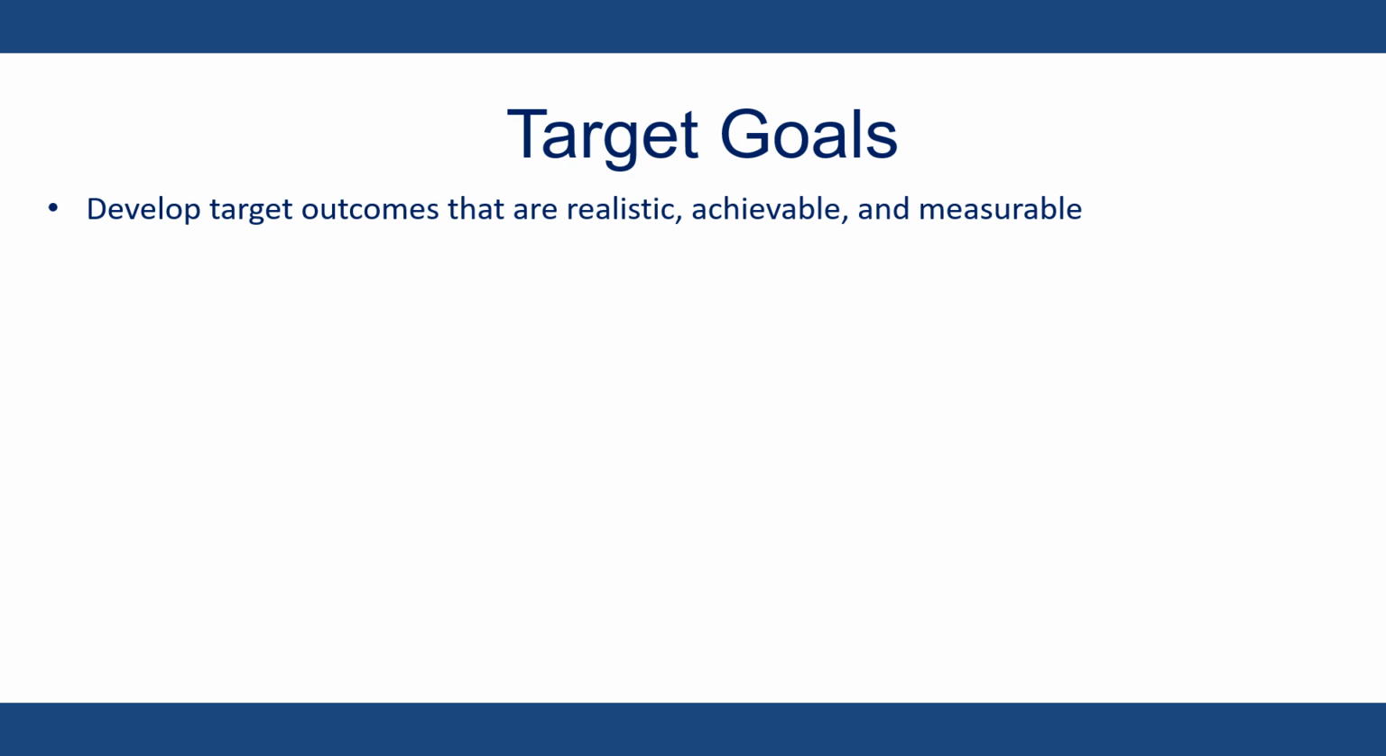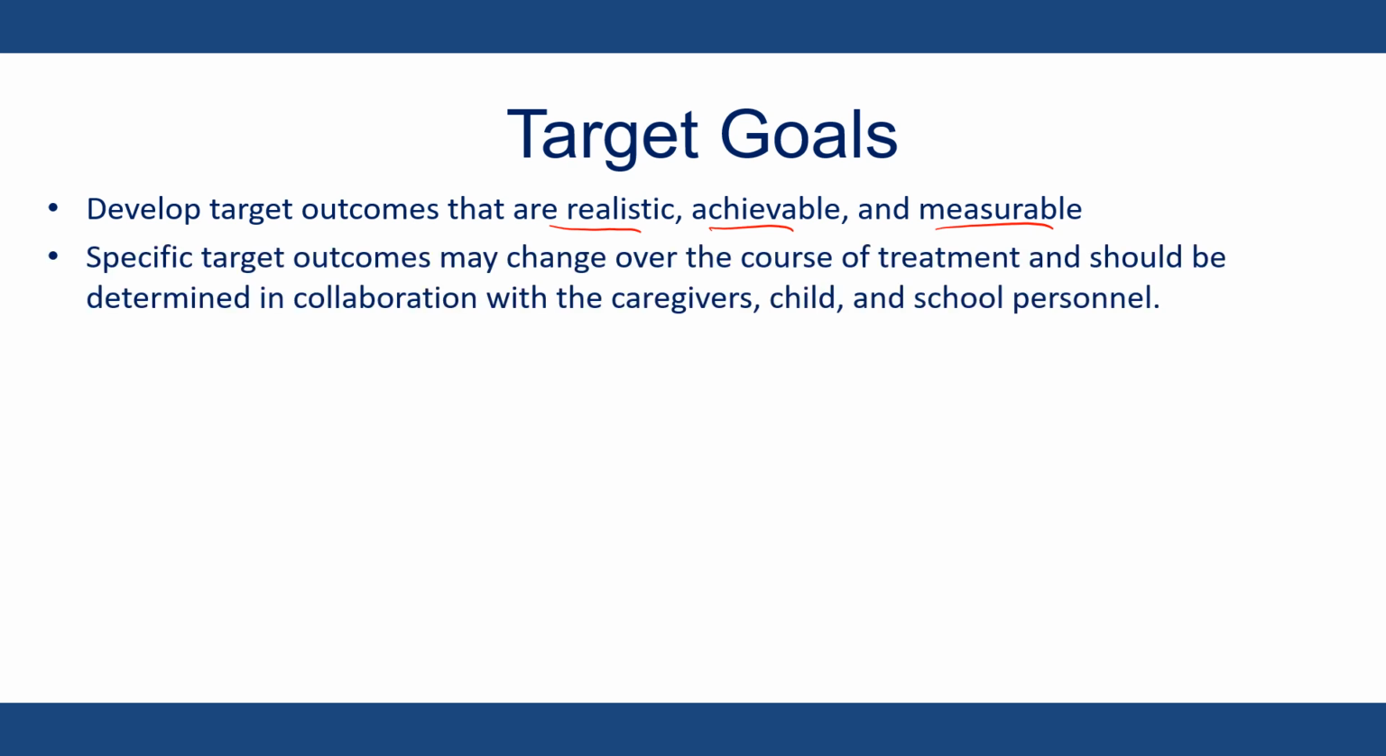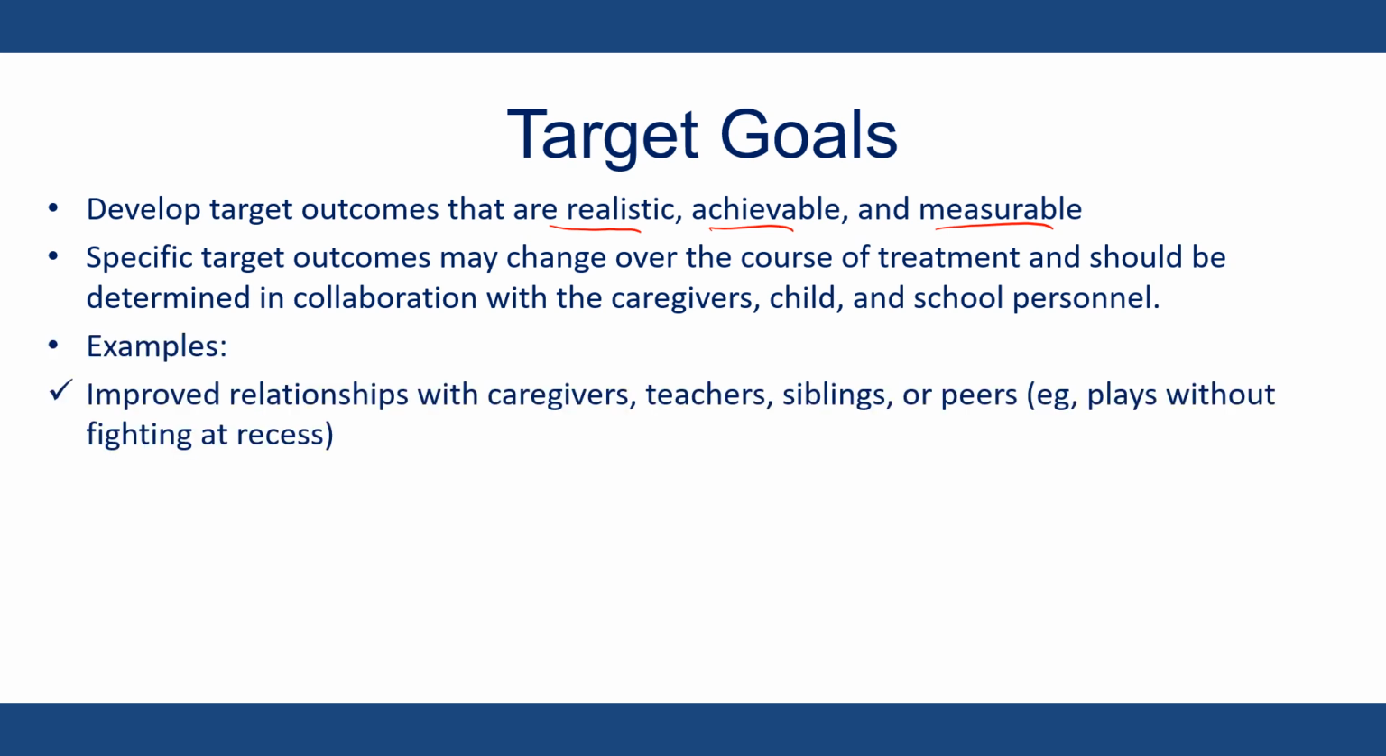And these target goals or outcomes should be very realistic. They should be achievable. They should be measurable. And we should be able to change them. That's okay. They may change over time. An example is that perhaps the reason for the treatment you prescribe is to improve the relationship with a caregiver or with a teacher or siblings or peers. Example, a child will play without fighting at recess.